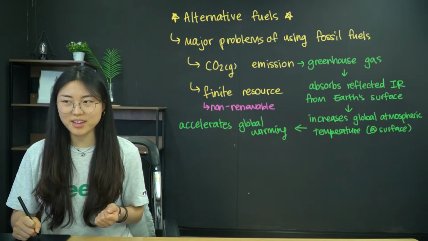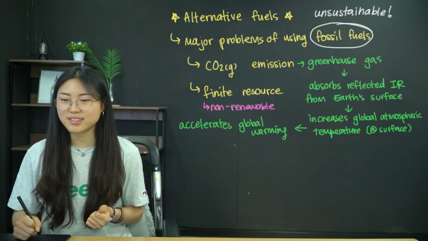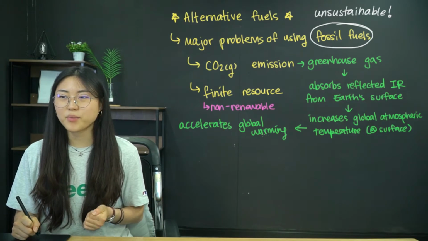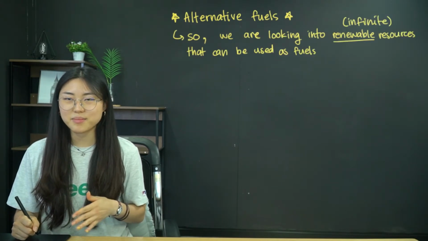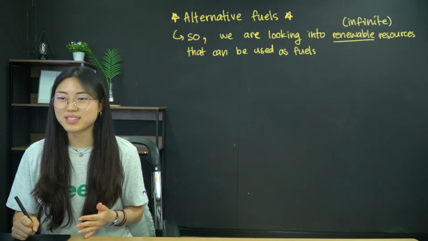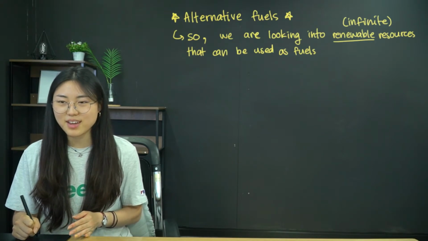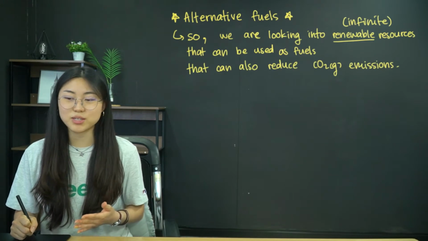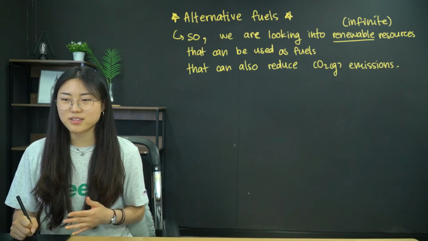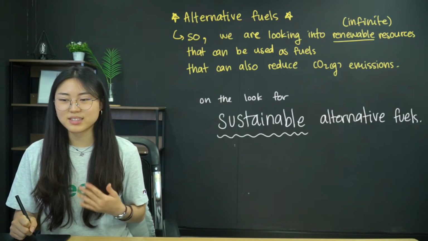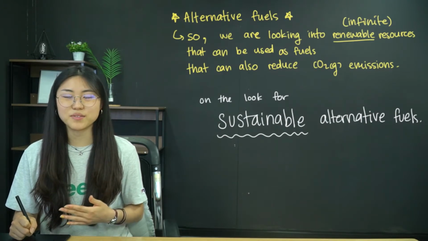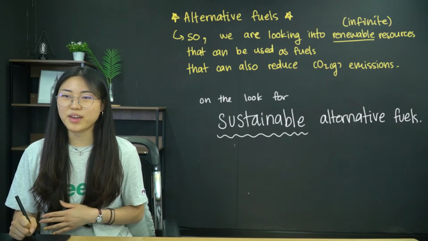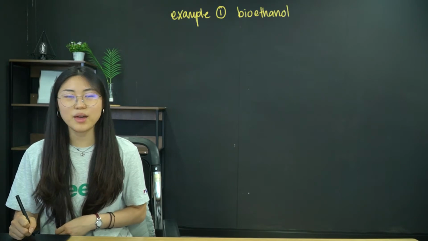And the finite resource means that it's non-renewable, so it's not sustainable, right? Unsustainable. So we're looking into infinite, renewable resources that can be used as fuels. That can also reduce carbon dioxide emissions. So we're trying to look for sustainable alternative fuels. We have the first example, bioethanol.